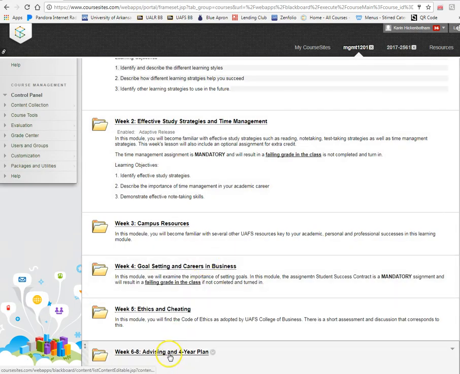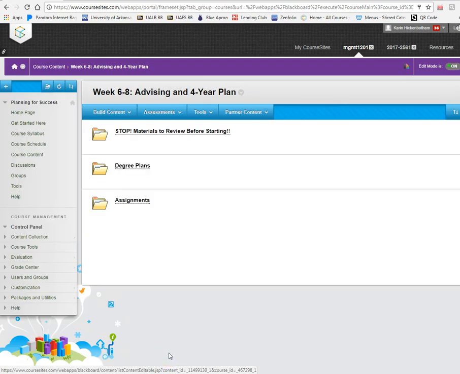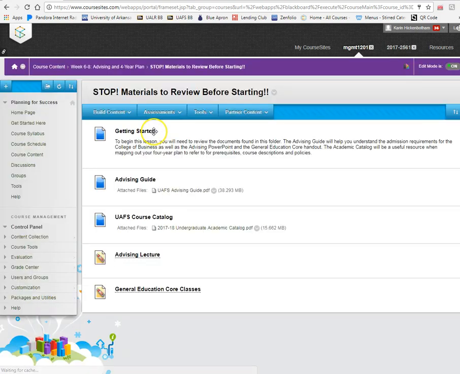Finally, we come down to advising and the 4-year plan. This is going to take about 2 weeks to complete, but here we've got materials to review before starting. So I have explicit instructions of what they need to review, such as the advising guide and the course catalog. There's a PowerPoint here, my advising lecture that again is put into video, but since it doesn't upload in the proper format, I just went ahead and put the PowerPoint in here for the course sake, and the general education core classes. So these are all the materials they're going to need to go back and review.